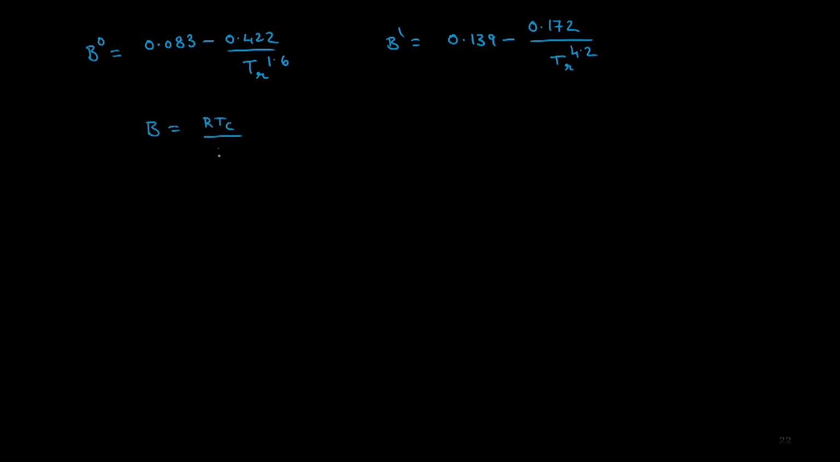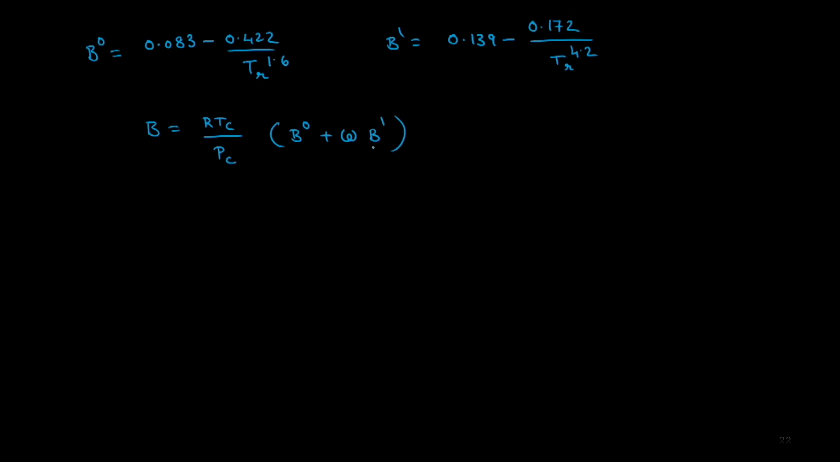The way we do that is use the theorem of corresponding states. In one of the previous problems we calculated B0 via this correlation and B1 using this correlation, right? And we combined B0 and B1 to obtain the virial coefficient B. We did this for a pure species, right? And we said B is RTc by Pc times (B0 plus omega B1).